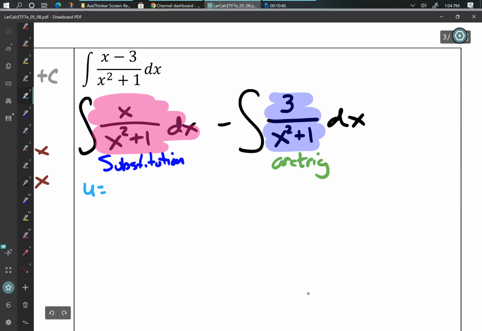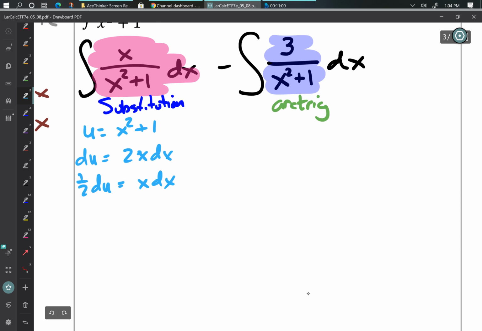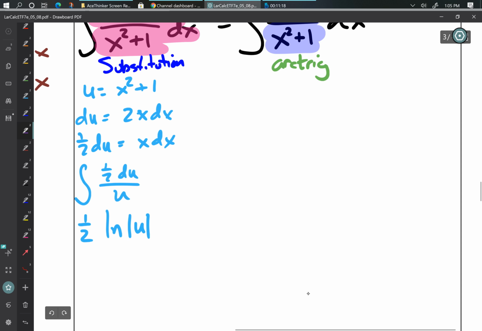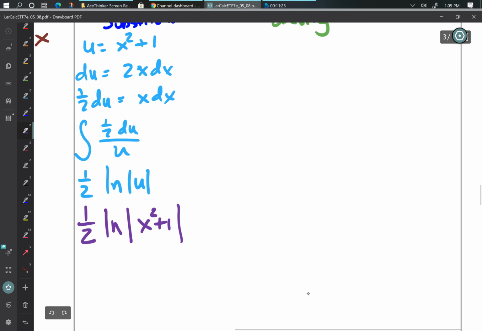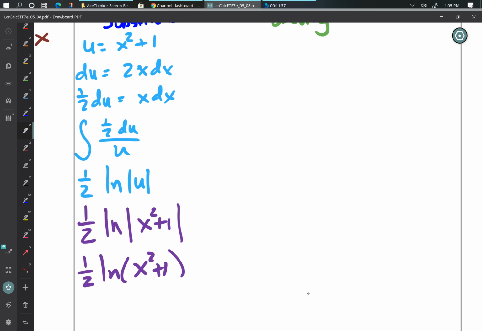I will say that u is equal to x squared plus 1. That means that the differential du is 2x dx, or that 1/2 du is just x dx, which means that this first integral is going to become 1/2 du over u, which gives me 1/2 natural log absolute value of u, which then back substitution gives me 1/2 natural log absolute value x squared plus 1, but since x squared is always positive, or at worst 0, x squared plus 1 is always going to be positive, so I can ignore the absolute values.